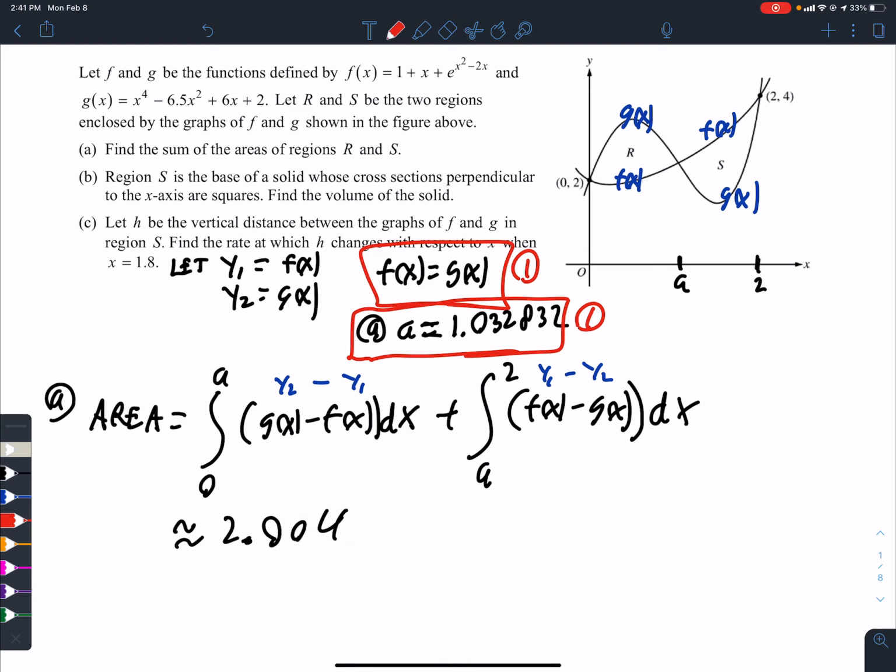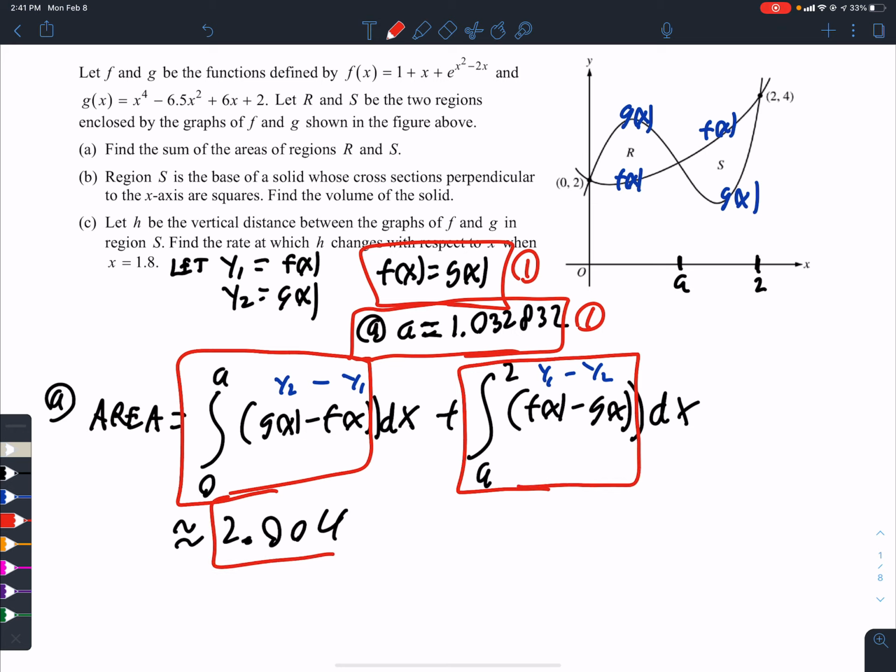So if this were a quiz or a test, I'd probably give you 1 point for this first integral, 1 point for the second integral, and 1 point for the answer. That's probably how I would break it down. Possibly 1 point for the integral, 1 point for the integrand. So 1 point for this, 1 point for that. It depends. I'm not sure what I would do. 1 point for the answer.